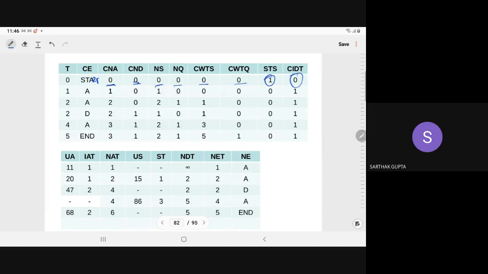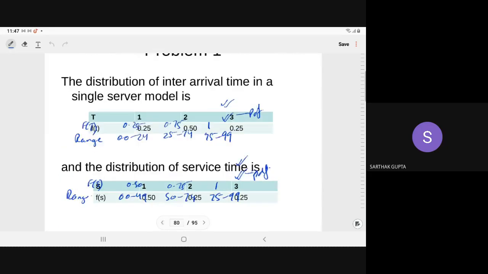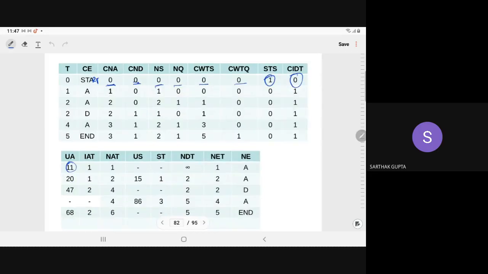When there is no customer, your system will always start with the first arrival. So for the first arrival we take the first random number for the arrival, 11. This 11 will lie in this range, so you can say inter arrival time is equal to 1. When the IAT is equal to 1, NAT is current time plus IAT. Current time is 0, so 0 plus 1 is equal to 1.